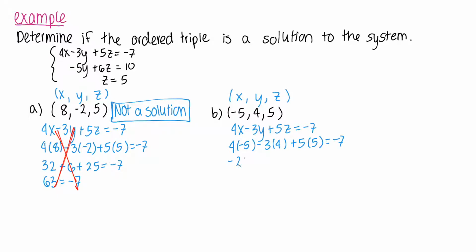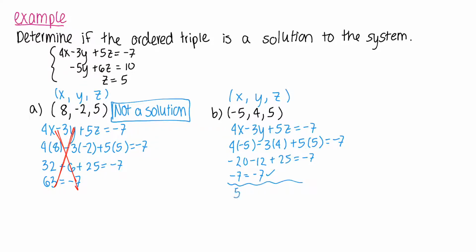So we have -20 minus 12 plus 25 is equal to -7. -20 minus 12 is -32. -32 plus 25 is indeed -7. So we're not good yet, but we do know that it satisfies the first equation.